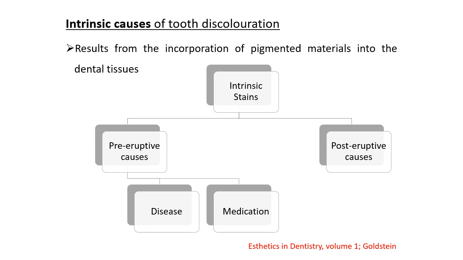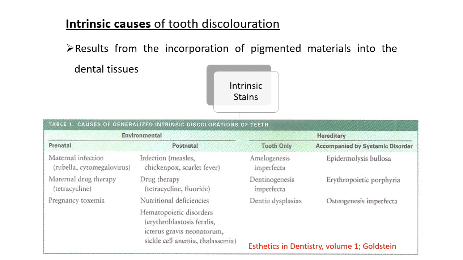Intrinsic causes of tooth discoloration basically occur from the incorporation of pigmented materials into the dental tissue. They are classified into pre-eruptive causes and post-eruptive causes. Pre-eruptive could be because of disease or medication. The intrinsic stains, like I mentioned, could be prenatal or postnatal.